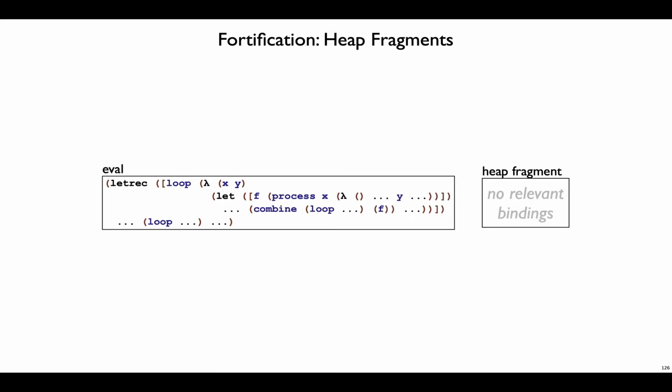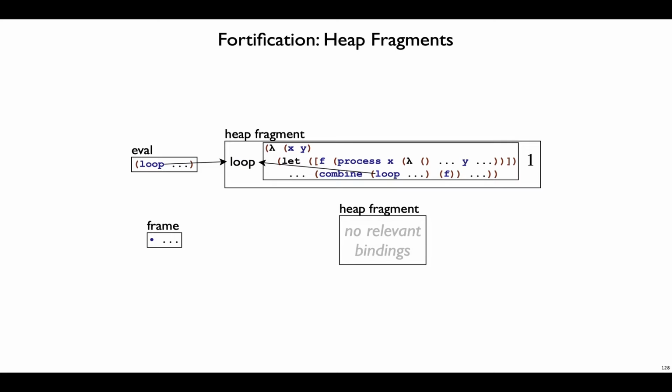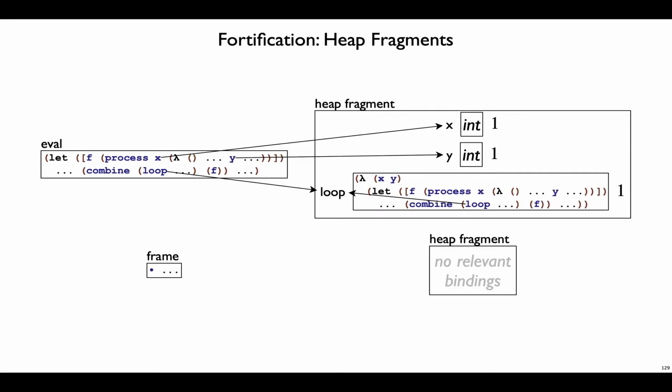To see how heap fragments fortify abstract counting, let's perform the same analysis as before, but this time with heap fragments. In this analysis, each expression and frame maintains its own heap fragment. The expression with control is the expression on the top of the stack. As before, we evaluate the right-hand side of the loop binding, a lambda, and proceed to the body of the letrec. In making this call, we introduce bindings for x and y into the heap fragment, each with an abstract count of 1. Up to this point, the analyses exhibit the same precision.